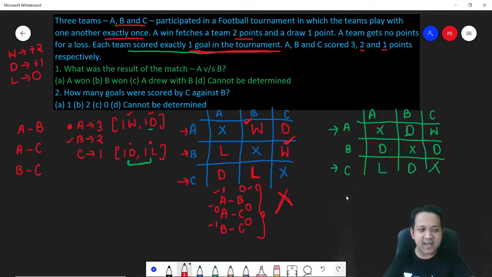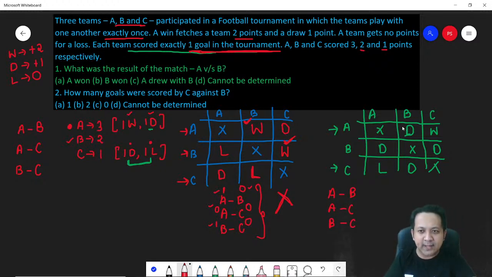Let's look at the other scenario. AB, BC, AB. Let's draw AC first. Fine, AB. Then you have got AC. And then the next match was BC. Let's try to write it, okay?